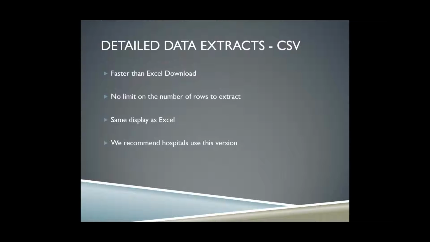And now that's this comma delimited file that is a lot faster than Excel in terms of downloading it. At the moment, we have not found a limit in the number of rows to extract. And at the end of the day, it looks exactly the same as the Excel in terms of the columns, etc. So our recommendation is that those who are going to leverage the detailed extract should use the CSV version for the reasons stated above.